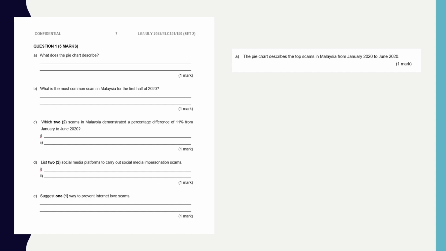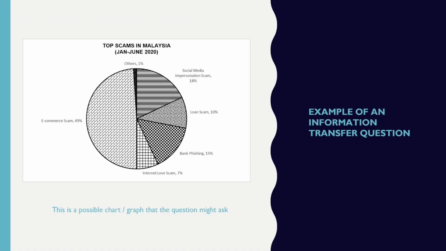That will ensure you get the 1 mark. Right. And then B. What is the most common scam in Malaysia for the first half of 2020? So first half of 2020, you remember January to June, first half, July until December is another half. So the pie chart describes the first half. So which is the biggest one?